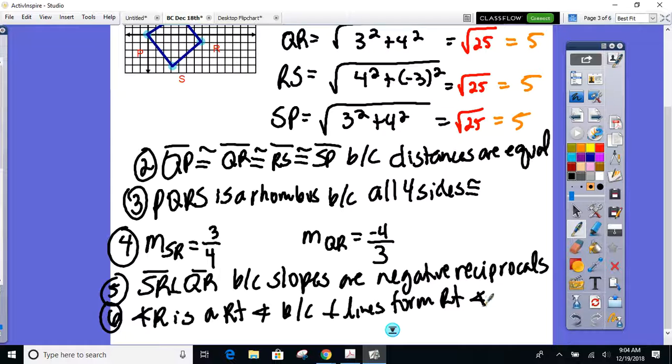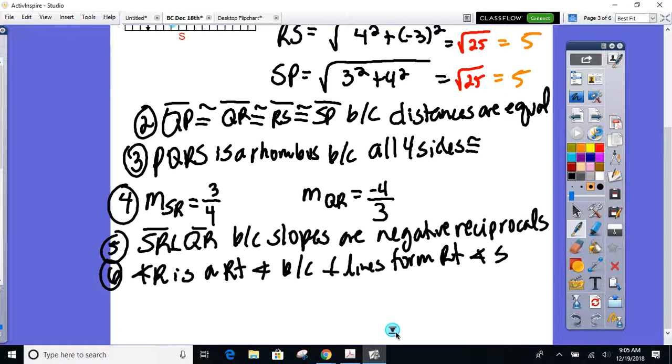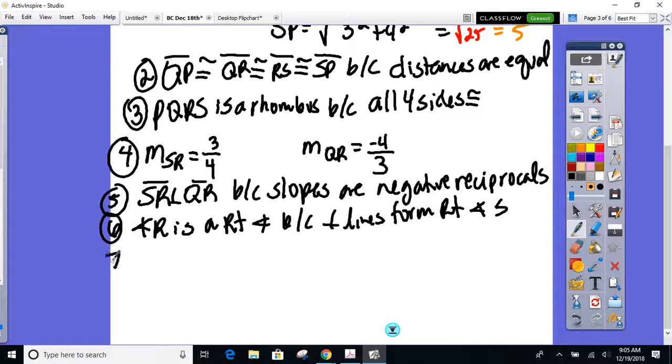All right, here you go. We got a rhombus with a right angle, which makes it a square, finally. Squares are a beast to prove. PQRS is a square.